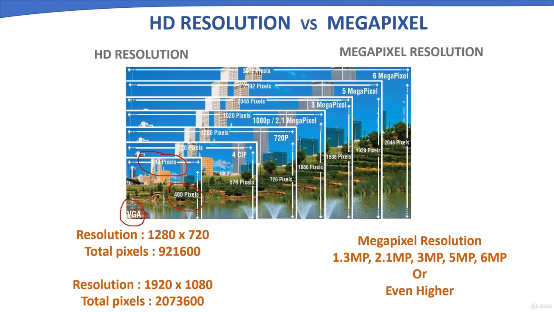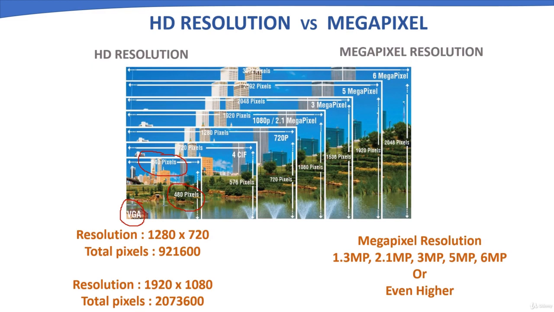One could consider HD as a subset of megapixel. Any camera with a resolution of more than a million pixels is defined as a megapixel camera. Megapixel cameras come in a wide range, starting from 1.3 megapixel, 2 megapixel, 3 megapixel or even higher.